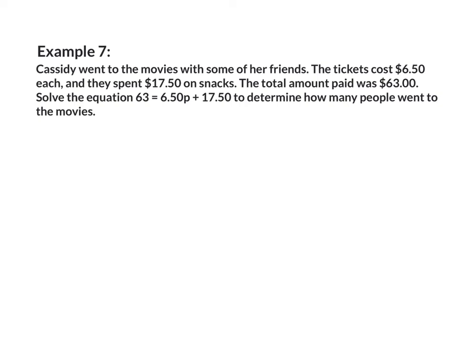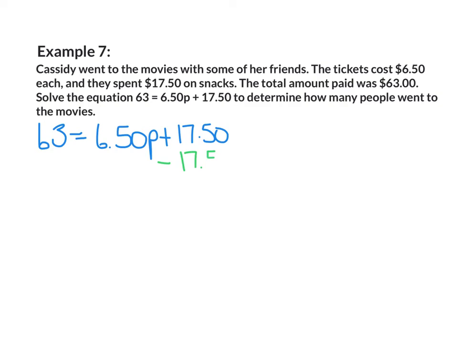So first I'm going to rewrite my equation. 63 equals 6.50p plus 17.50. I need to get my variable alone. So in order to do that, I need to move 17.50 to the other side. I notice that it's positive, so I need to do the exact opposite, which is negative. So I'm going to subtract 17.50 from both sides.